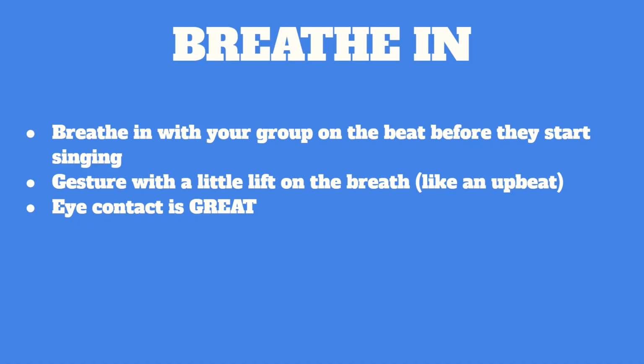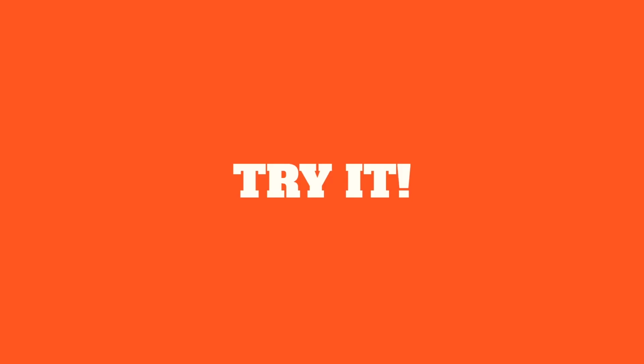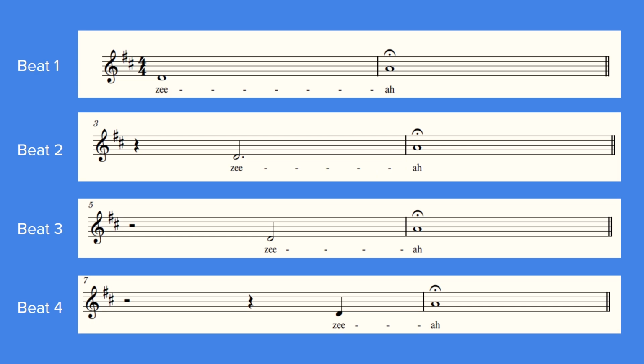All right, eye contact is great for doing these kinds of things so that you really know that your choir is paying attention. If people are looking down, they're going to be guessing. If they're looking up at you and you're looking at them, that's really helpful. All right, so we're going to try it. I've got 4 examples here.